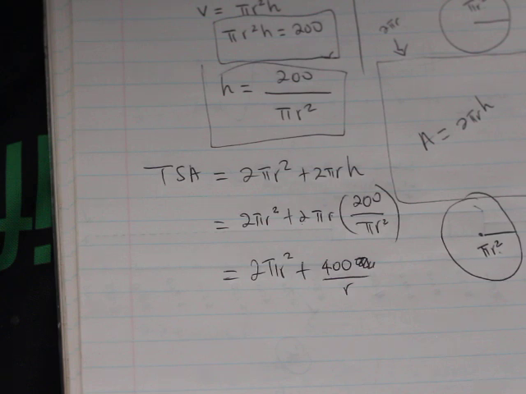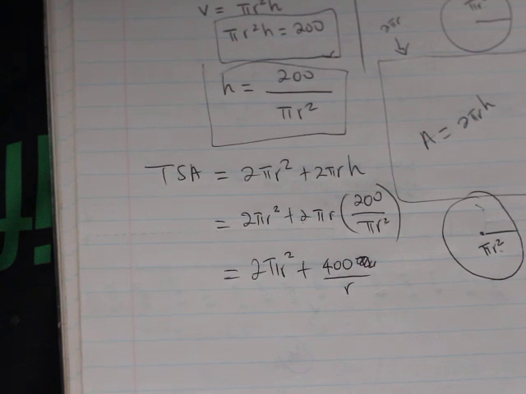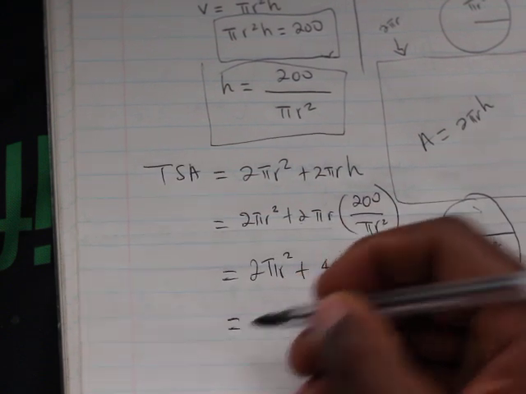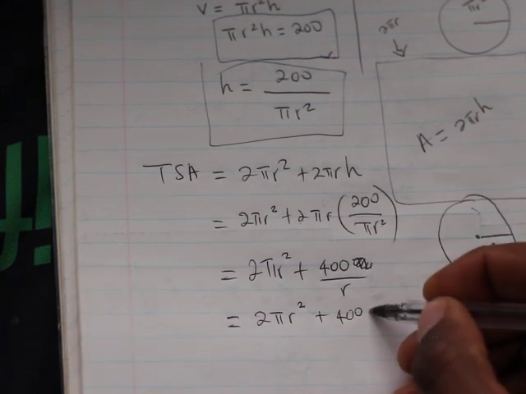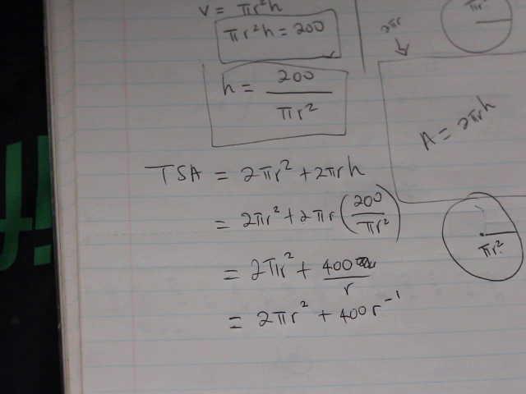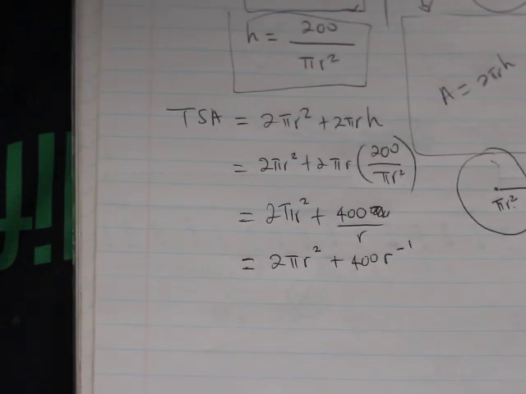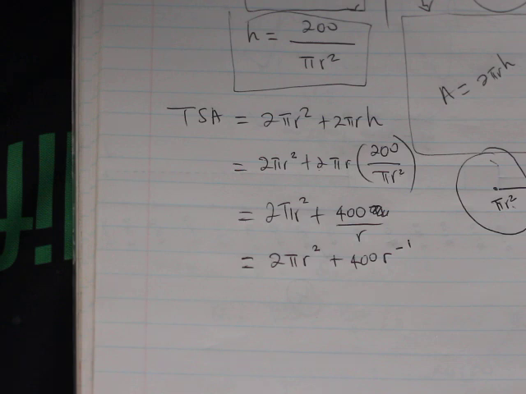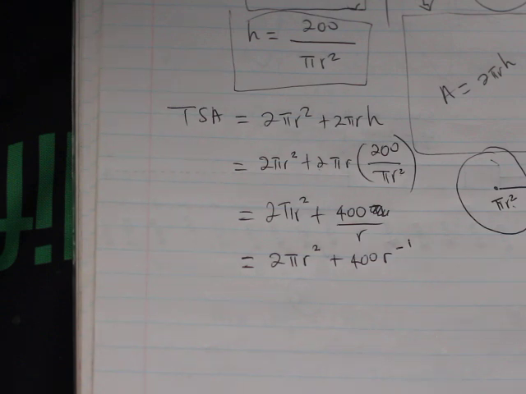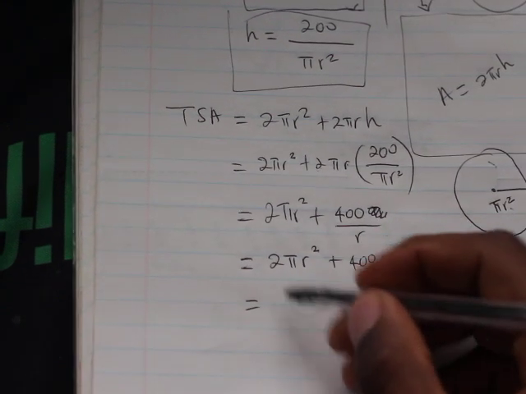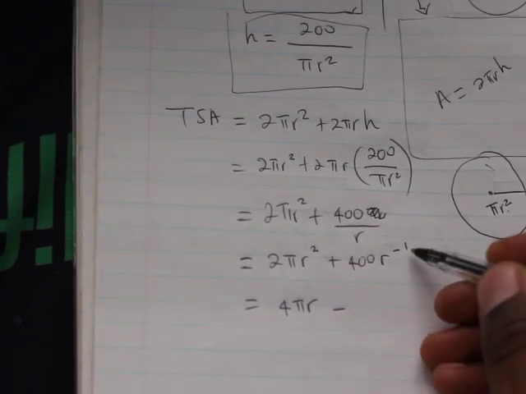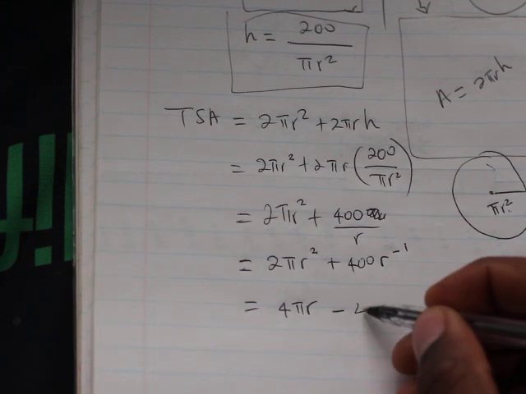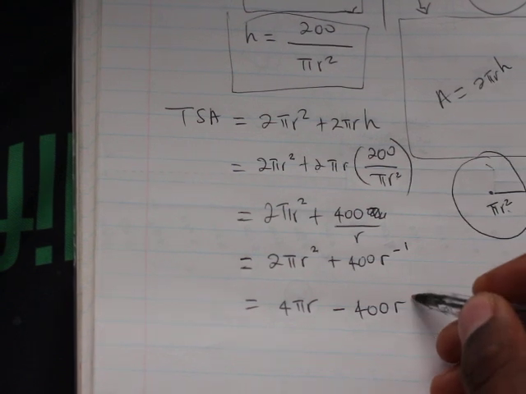I hope you guys are happy with that. So now we are going to make sure that we don't have any fractions: plus 400 R to the exponent negative 1. So you see now our variable R is in power form throughout, so we're ready to derive. Power rule: 2 times 2 is 4 pi R, minus 400 R to the exponent minus 2.